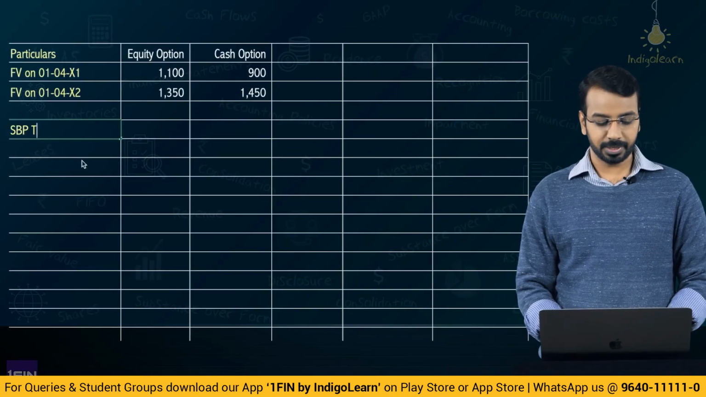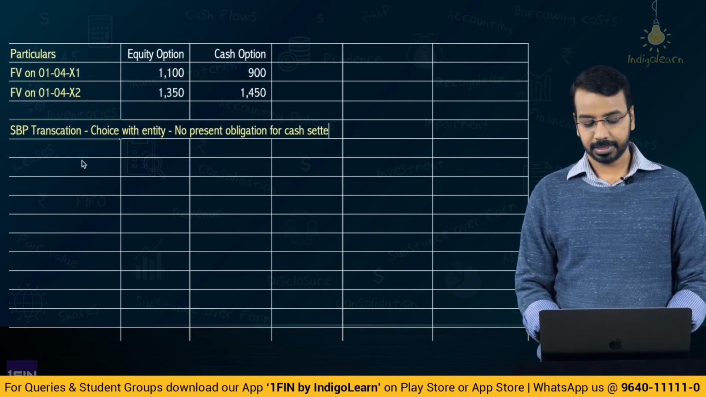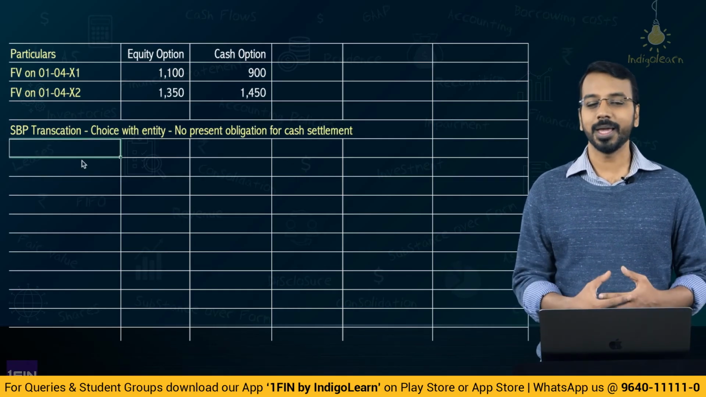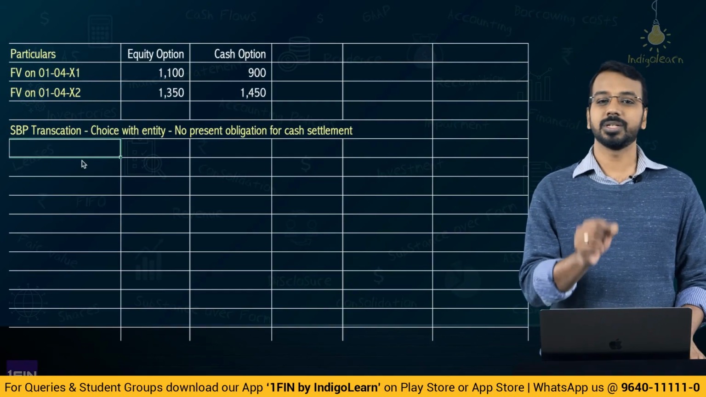Now let us have a look at an example to understand how exactly the accounting works when the entity has a choice of settlement and we determine that there is no cash settlement obligation, and hence the entity will recognize it as an equity settled transaction. So basically this is an SBP transaction, choice with the entity and no present obligation for cash settlement, right? So this is a case where it will not be accounted as a cash settled transaction, but as an equity settled transaction.